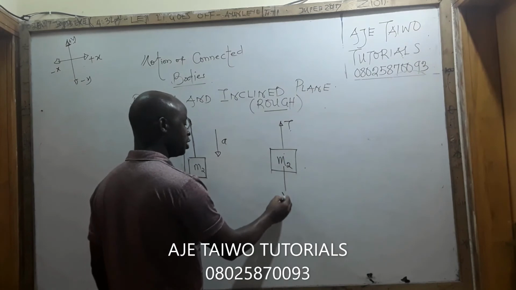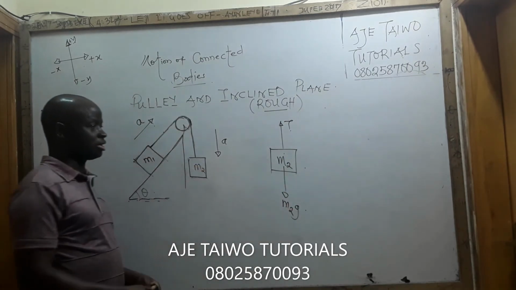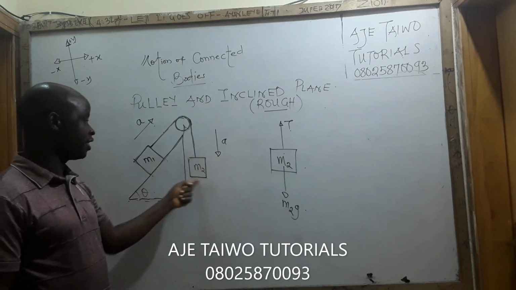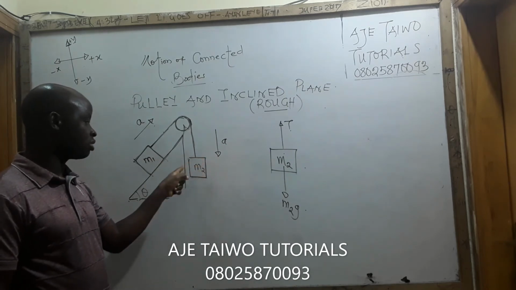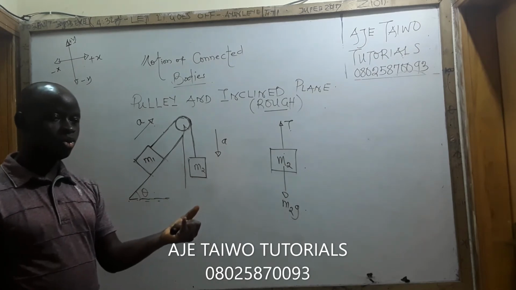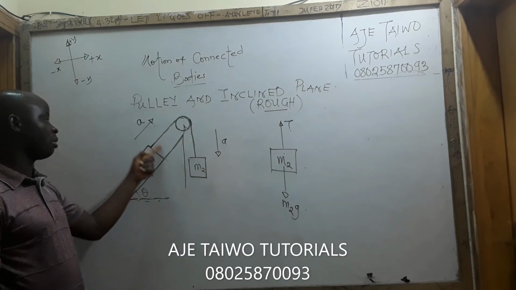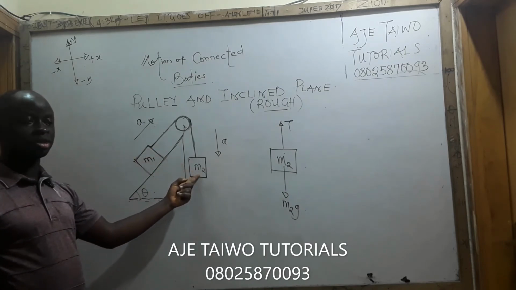There's M2G, his weight. That's all. You can see it's hanging freely. It's not making any contact with this. If it was making contact, we'd start talking about friction and normal reaction. This one would have friction and normal reaction. This one has no friction or normal reaction.